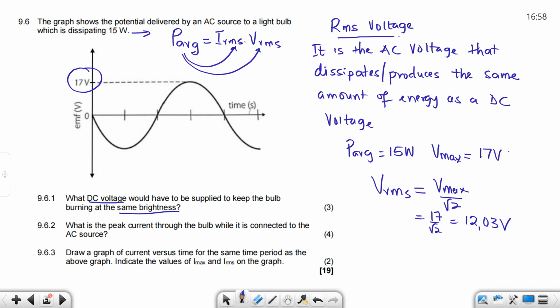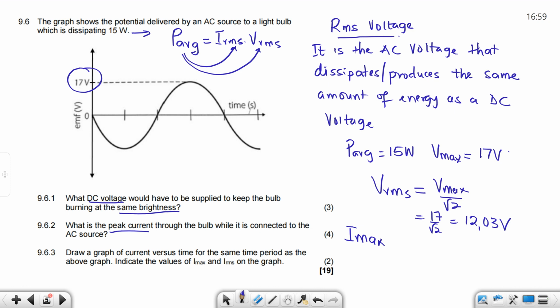Guys, can you walk through? Are we okay with that? Can you quickly walk through 9.6.2? I need us to go into mechanics and all of those. It's important when you read the question and make a note. What is the peak current? What are we looking for? Imax. Through the bulb while it is connected to the what? AC source. We are looking for I what? Maximum. Guys, I chose this because I wanted to get all the 19 marks here quickly.